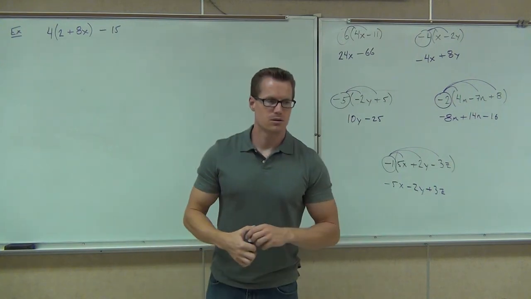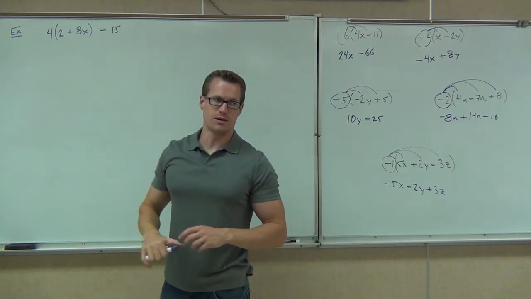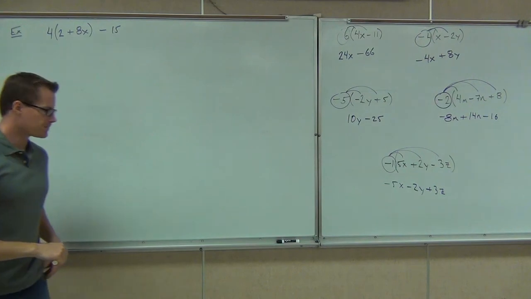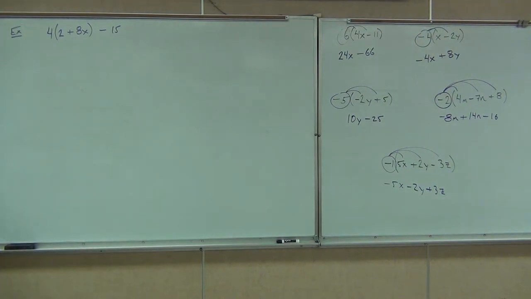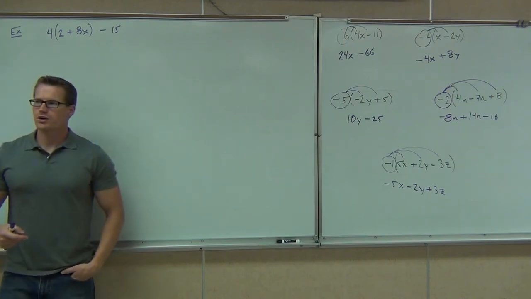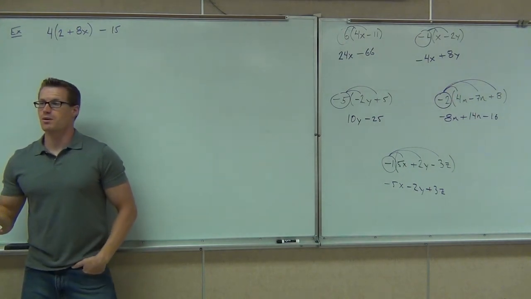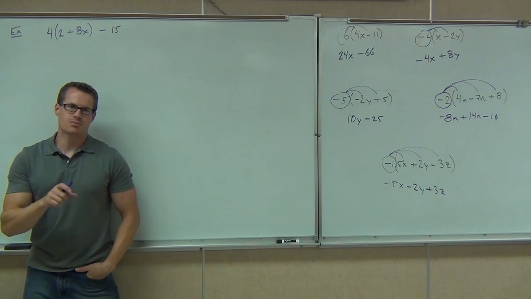So that would be negative 15, right? Minus 15 at the very end. We'll talk about that in just a second, okay? So we're going to treat this like any other distribution problem that we have. We certainly have to get rid of the parentheses.